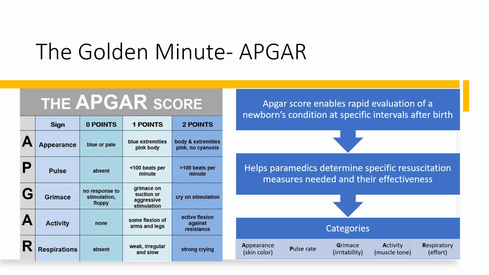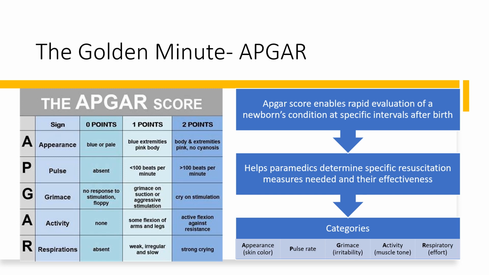All right, next we're going to talk about the golden minute and the APGAR. So after the first minute has passed, we take our first APGAR score. Our APGAR score is taken at 1 minute and a second time at 5 minutes. The one at 1 minute typically isn't always that great. It can be fine, and sometimes it can be rather low. It's going to be anywhere from 0 to 10.